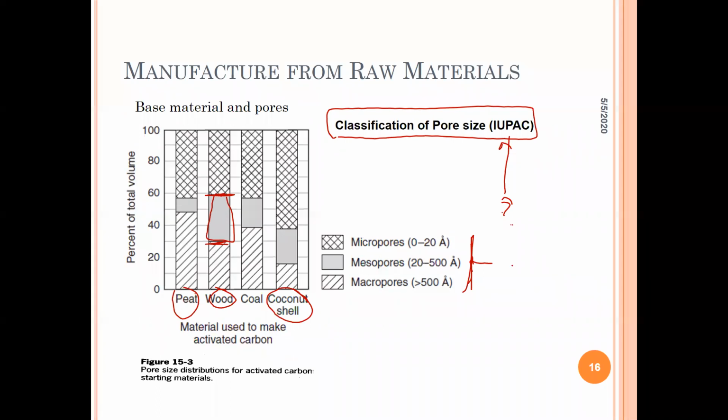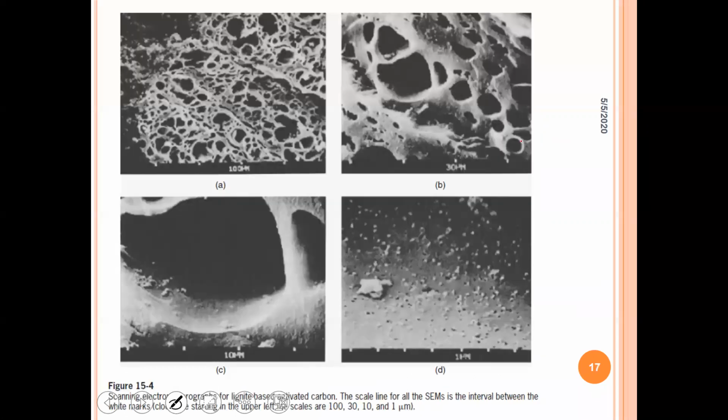Okay. So IUPAC, which is an organization, has classified the pore size. Here you can see some diagrams of different magnifications of pore size. This is 10 micrometer, this is 30 micrometer, here it is 100 and so on. So you can see the pore size here. This is the pore size of some activated carbon.